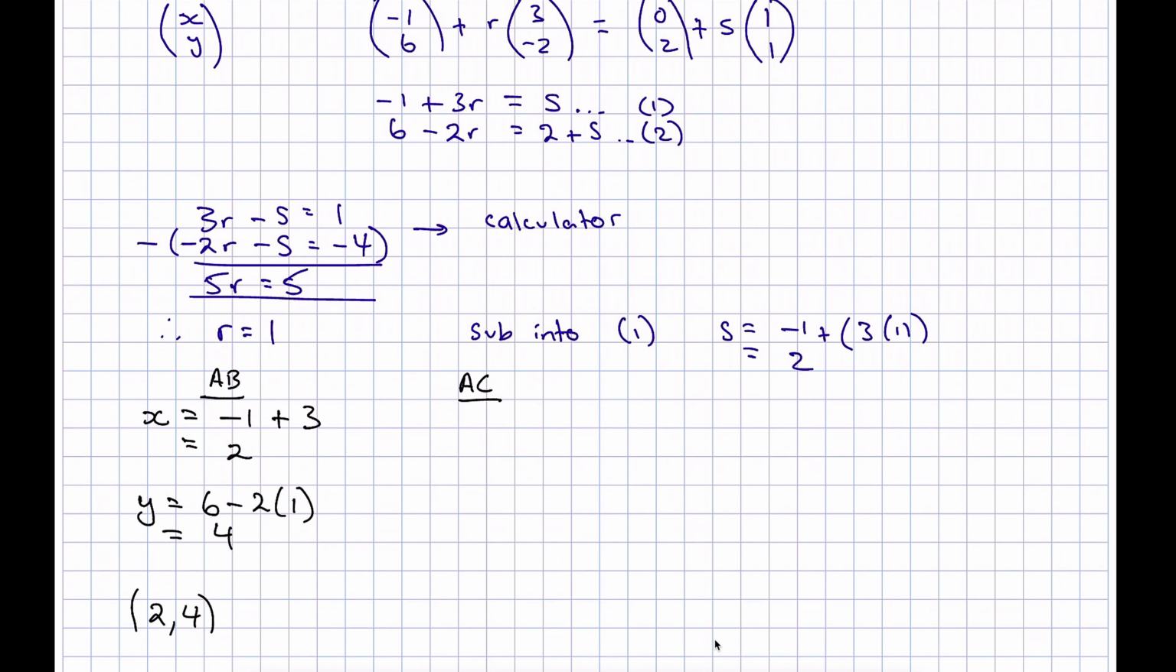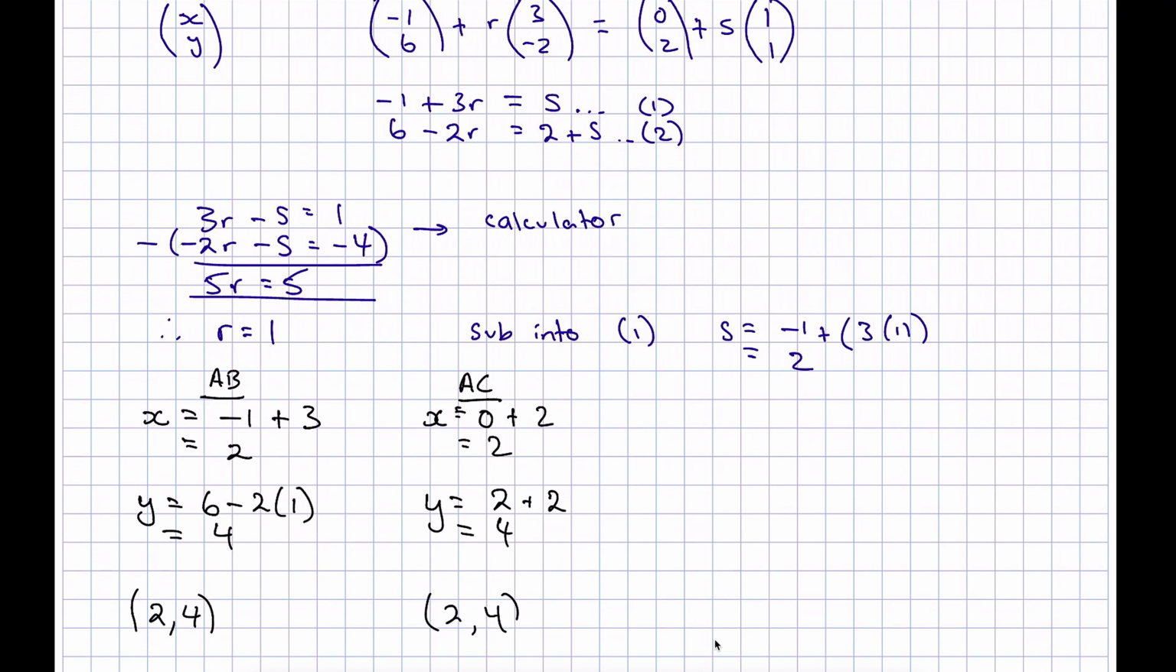I should get the same result if I do the other line. So x equals 6. Sorry, that's the wrong one. X equals 0 plus s, which is 2. Right, which is equal to 2. That's good. And y is equal to 2 plus also s, which is 2, which equals 4. So you get the same point, which we'd expect if they meet. Okay, so that's the process of finding the coordinates of where they meet.